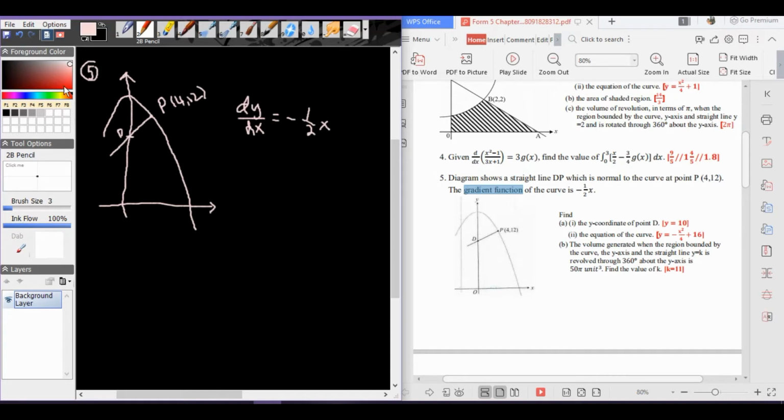So at point P, we will have a tangent line. The gradient of this tangent line will be dy dx equals to negative 1 over 2, x is 4. So we substitute 4 here. So this is equals to negative 2. And tangent is normal to this line DP. Therefore, gradient of DP multiplied with negative 2 equals to negative 1. So gradient of DP equals to 1 over 2.